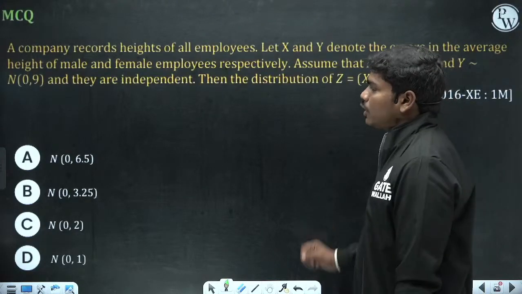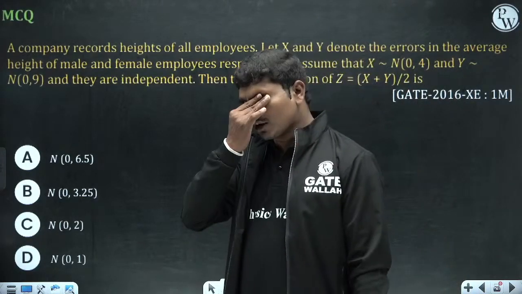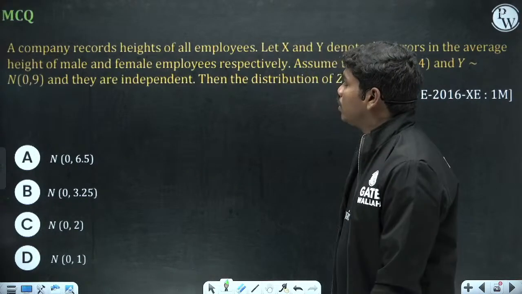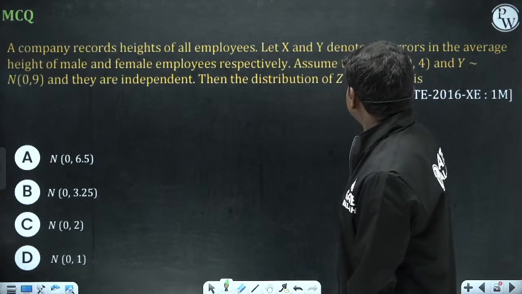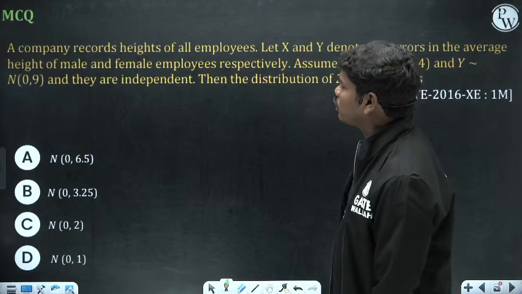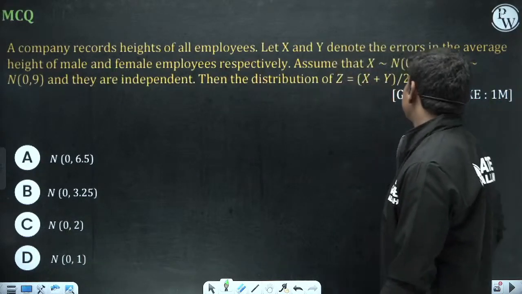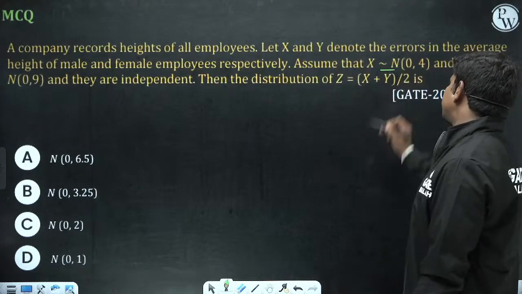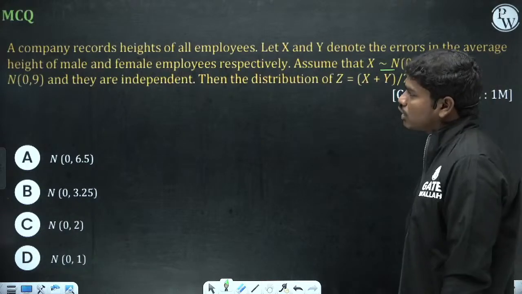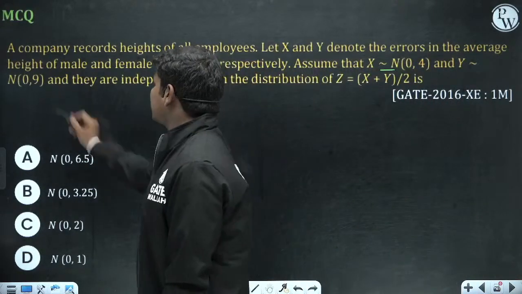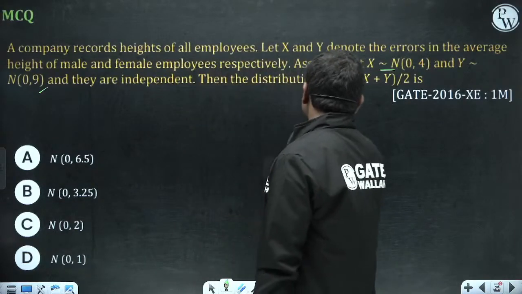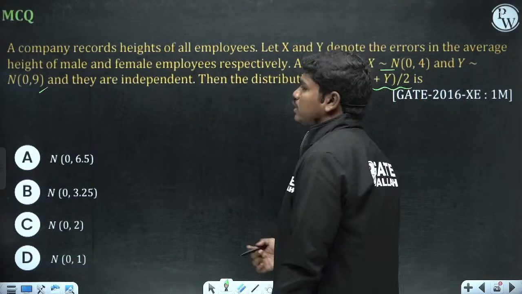Quickly. हाँ, नॉर्मल डिस्ट्रीब्यूशन का क्वेश्चन आया था. देखो बहुत सारा इंपॉर्टेंट डिस्ट्रीब्यूशन है. A company records heights of all employees. Let X and Y denote the errors in the average height of male and female employees respectively. Assume that X is normally distributed with 0, 4 and Y is also normally distributed with 0, 9 and are independent. Then the distribution of Z equal to (X plus Y) by 2 is dash.